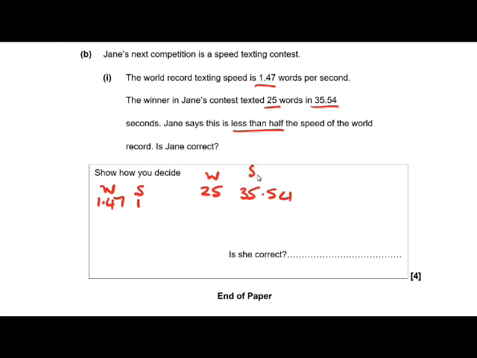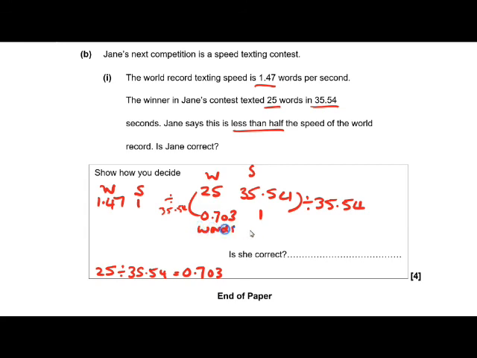35.54 seconds. So to compare like with like, we need to force this to be the number one, so we divide it by itself. It's a unitary method. And if we divide this side by 35.54, we need to divide the other side by 35.54. So 25 divided by 35.54 equals 0.703. So 0.703 words per second was the speed of the person that they were competing with.